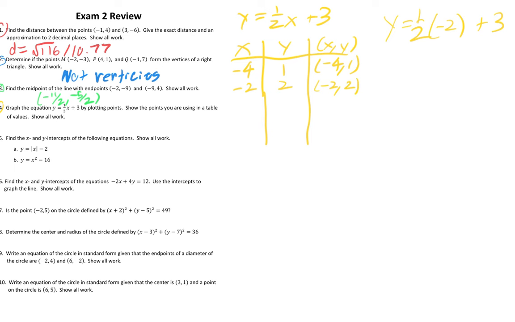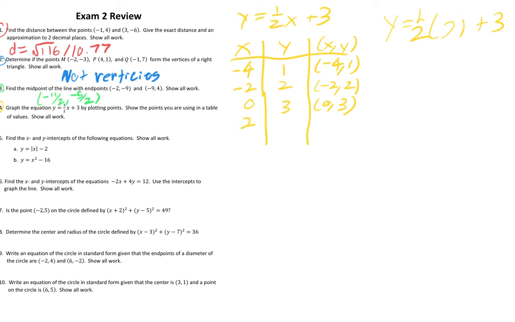Next we want to plug in probably just 0. 0 is pretty simple, right? So we have a point at (0, 3). So now let's just go back up. Let's try 2 now.